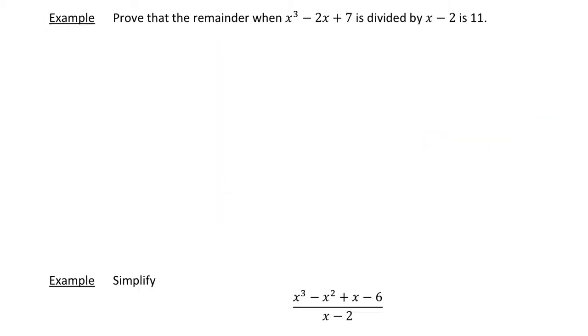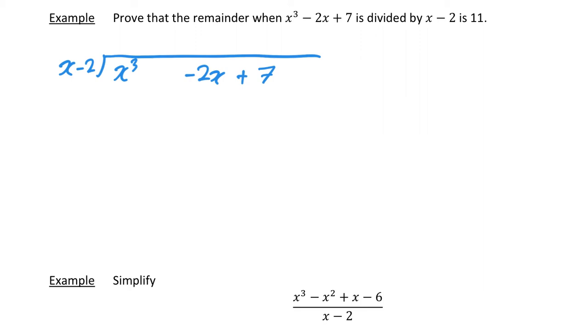Our next example says, prove that the remainder when x cubed minus 2x plus 7 is divided by x minus 2 is 11. Okay, they have a wee trick in this one. We're dividing, our x minus 2 is our dividing function, and we're dividing x cubed minus 2x, so leave a gap where your quadratic term would have been, plus 7. If you don't leave a gap, it will mess things up, so leave a gap where your quadratic term would have been.